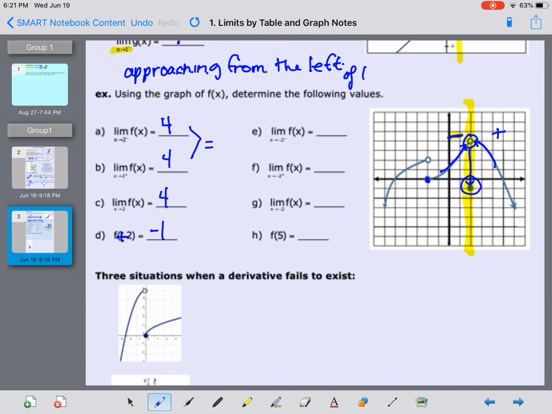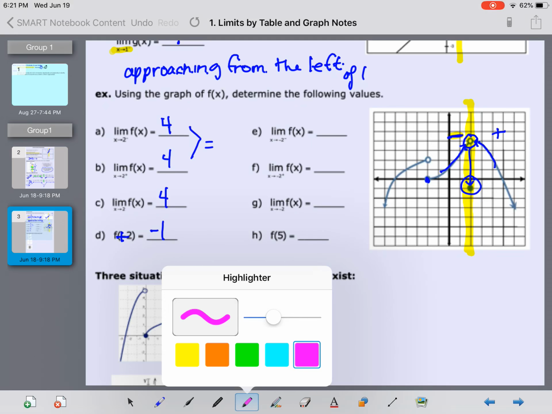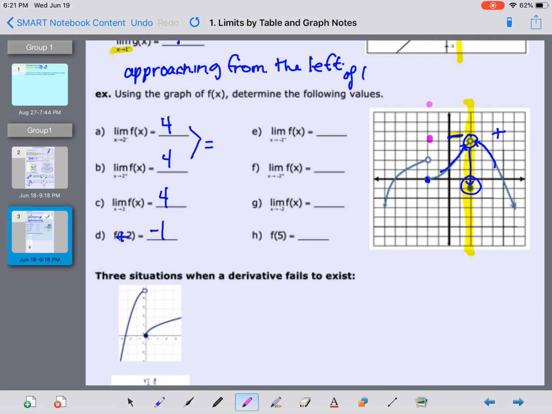So if we look at E, now we're looking at -2, which is right here. If we're approaching from the negative side, here's my negative side of that line. As I'm approaching here, my y value is approaching 2. If you got that right, good job. The positive side of that line is on this side now. As I'm approaching from this side, I'm approaching 0. If you got that right, good job.